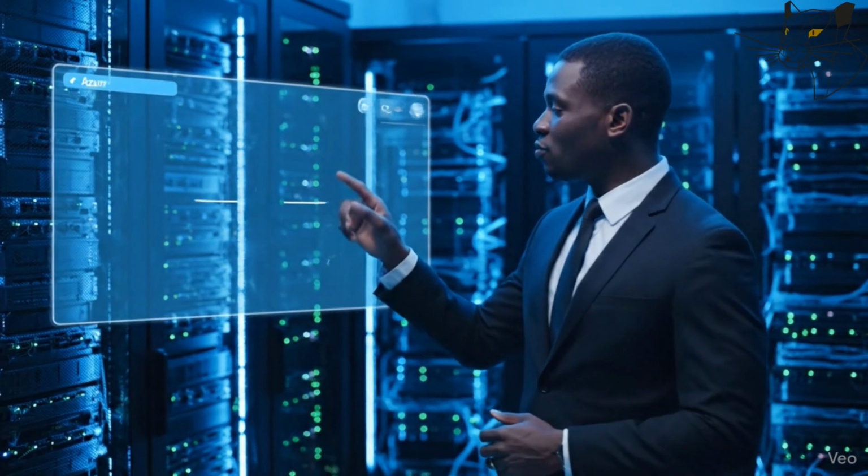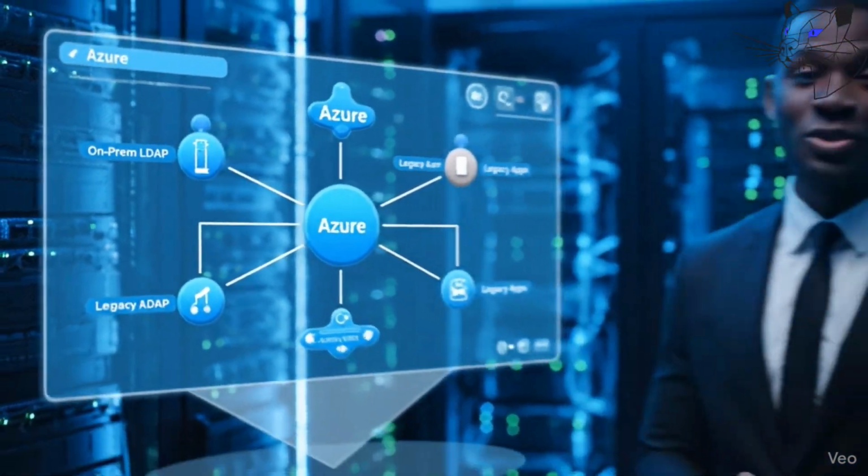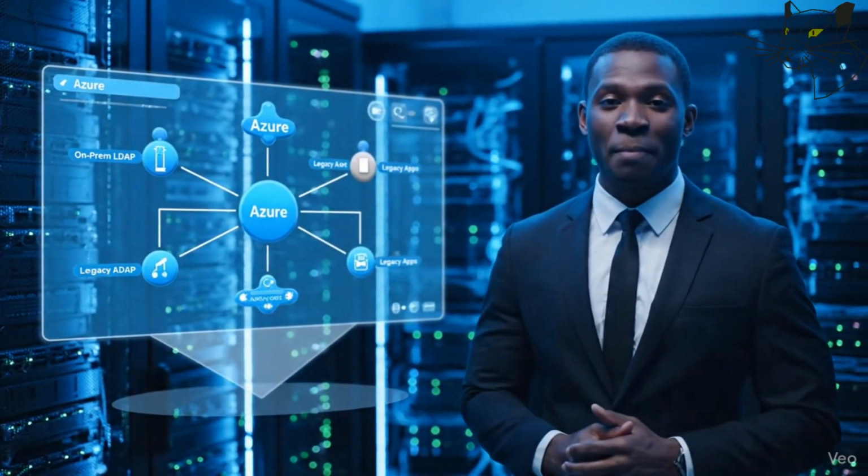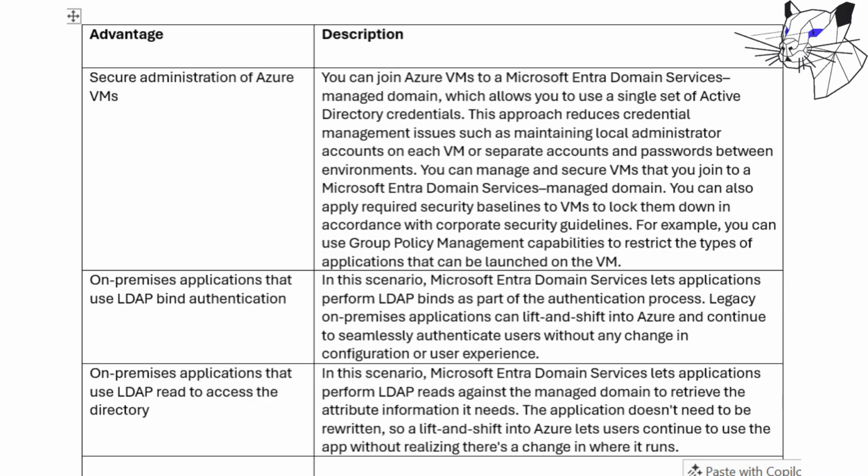On-premises applications that use LDAP bind authentication. In this scenario, Microsoft Entra Domain Services lets applications perform LDAP binds as part of the authentication process. Legacy on-premises applications can lift and shift into Azure and continue to seamlessly authenticate users without any change in configuration or user experience. On-premises applications that use LDAP read to access the directory. In this scenario, Microsoft Entra domain services lets applications perform LDAP reads against the managed domain to retrieve the attribute information it needs. The application doesn't need to be rewritten, so a lift and shift into Azure lets users continue to use the app without realizing there's a change in where it runs.